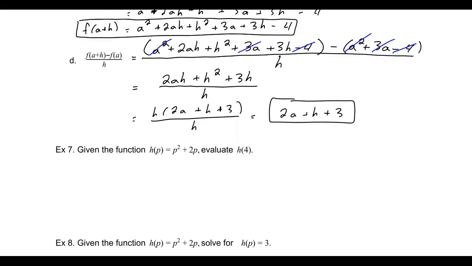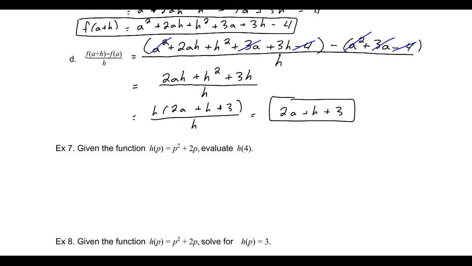For example 7, given this function, evaluate h of 4. That is our input. So everywhere we see a p, we are going to replace that with a 4. So 4 squared plus 2 times 4, which is 16 plus 8. So h of 4 equals 24.